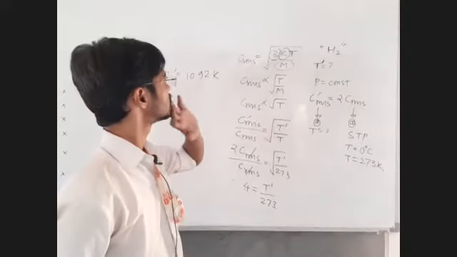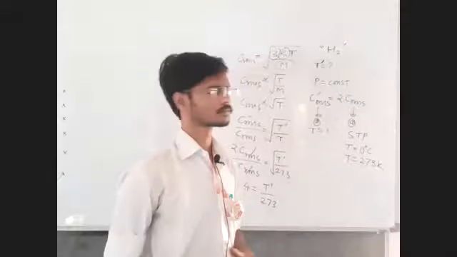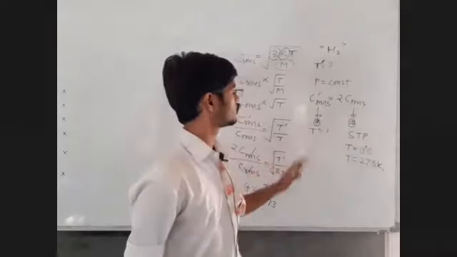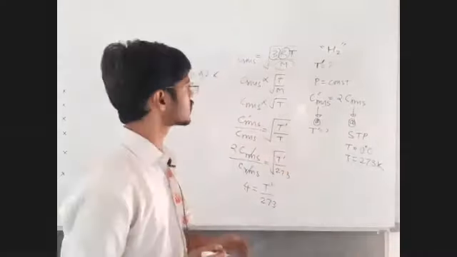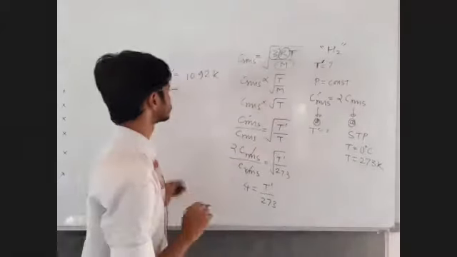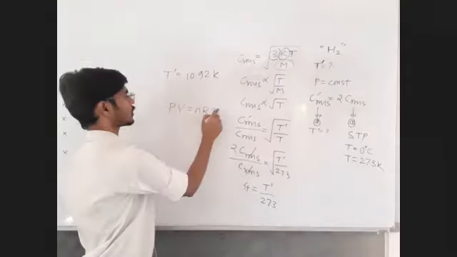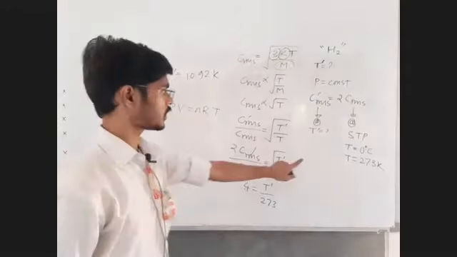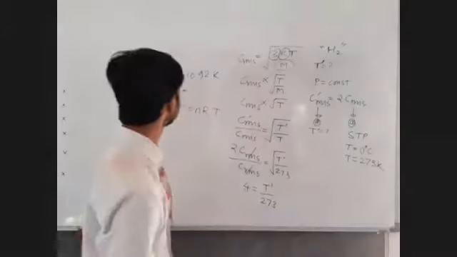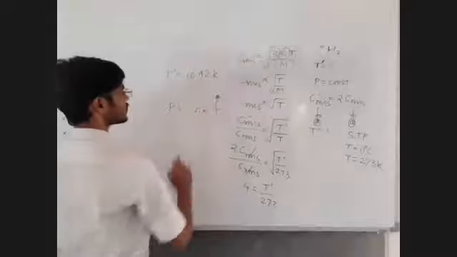Okay. So, can you predict about volume? This volume and this volume, will they be same or different? Pressure is same. See, the pressure data is given to us. We have the equation PV is equal to nRT. Initial temperature is this 273. Final temperature is 1092. So temperature is, guys, increasing.